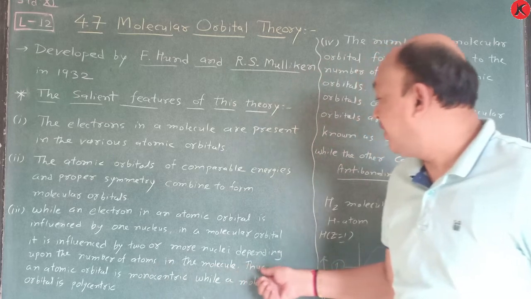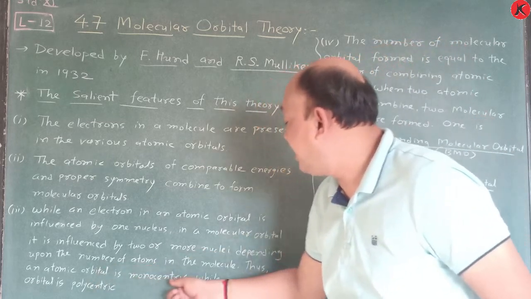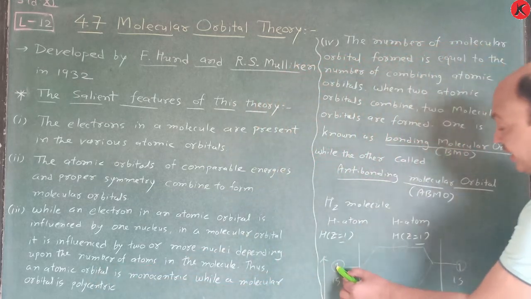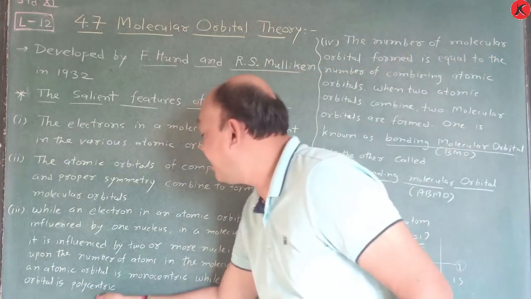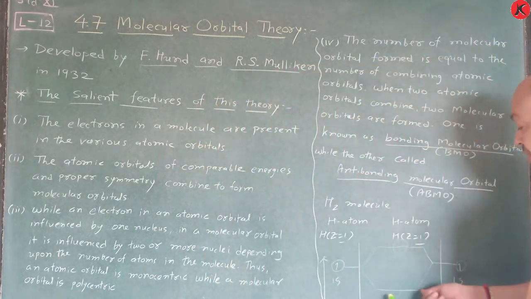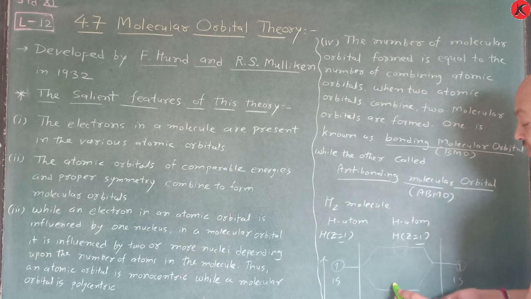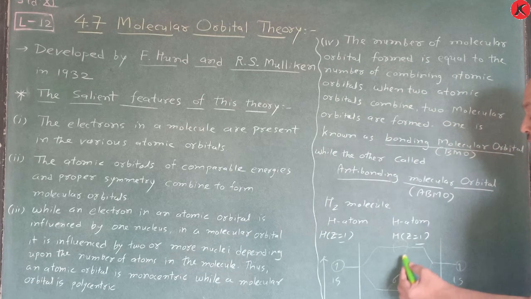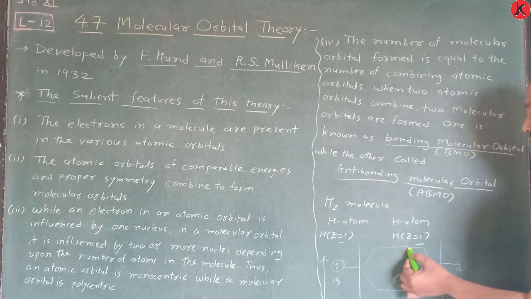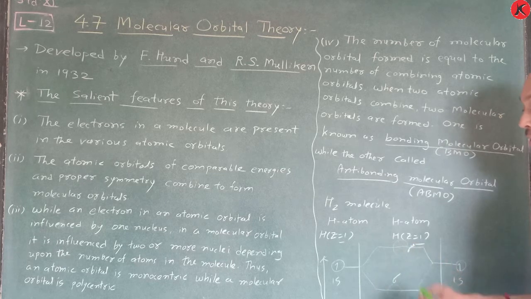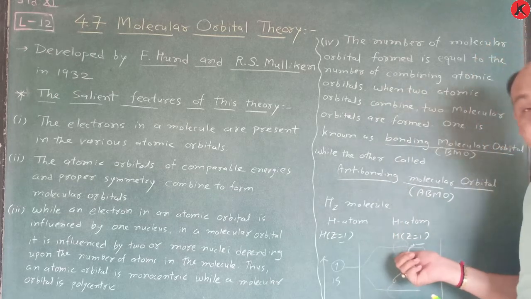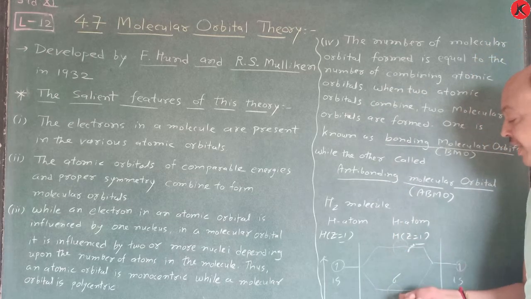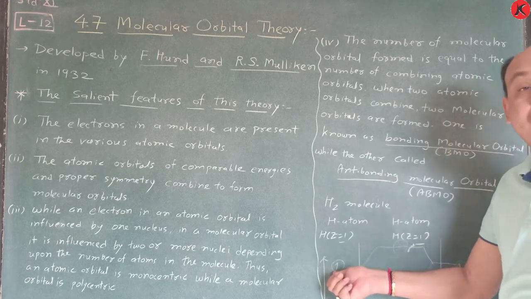Thus, an atomic orbital is monocentric. This contains only one center, while a molecular orbital is polycentric. Here due to attraction, the bonding molecular orbital is obtained, and here the anti-bonding molecular orbital is obtained. That one later on, don't bother about this. And that is polycentric. This is polycentric, okay? This is only monocentric.